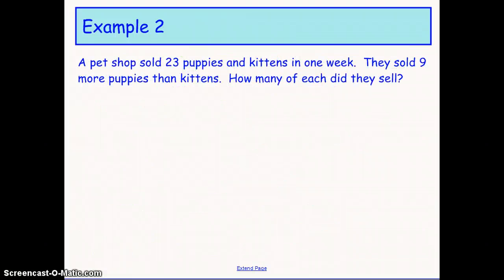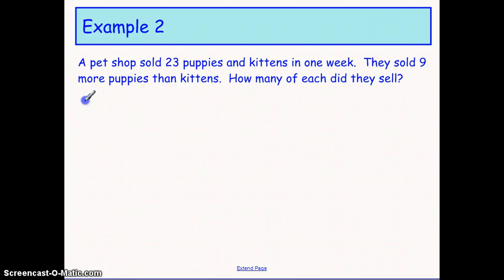Second example is about a pet shop. This pet shop sold 23 puppies and kittens altogether in 1 week. And they also say, although they sold 23 altogether, they sold 9 more puppies than kittens. And they want to know how many of each did they sell.